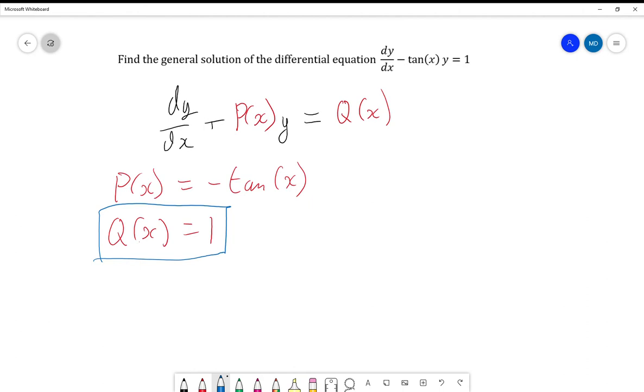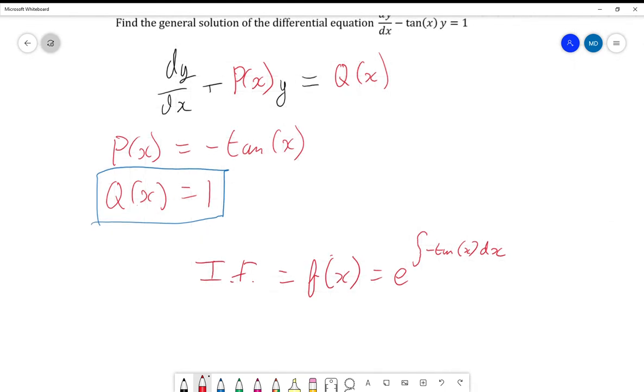Now, that tells us that f of x, our integrating factor, is going to be equal to e to the power of the integral of negative tan x dx. Okay, so now we just need to integrate negative tan. There's a couple of ways of doing this. The way I'm going to show you is going back to our first principles of what's going on with tan in terms of sine and cosine. But alternatively, you can look up the rule of what the integral of negative tan x is. But let's have a look at it.